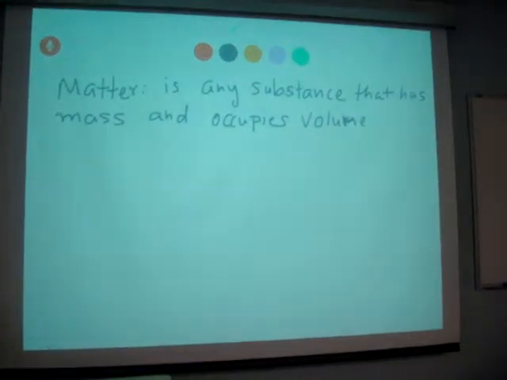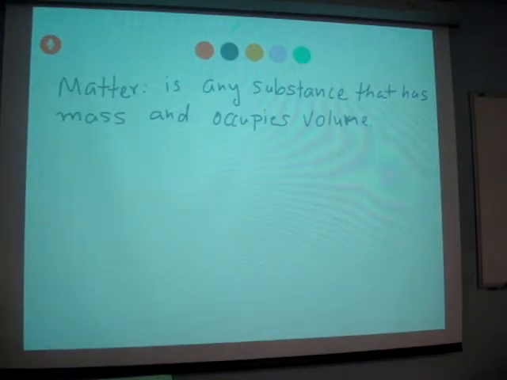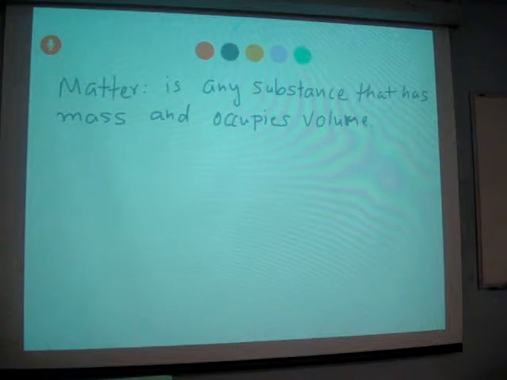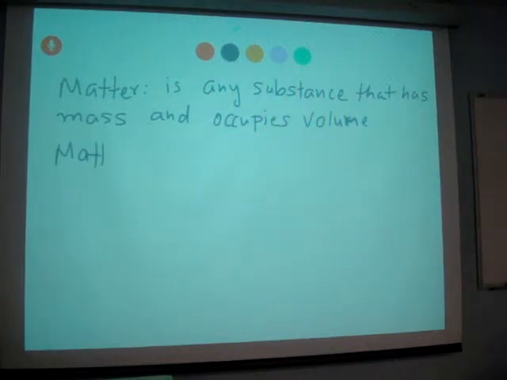So matter is any substance that has mass and occupies volume. Now matter exists in three physical states.